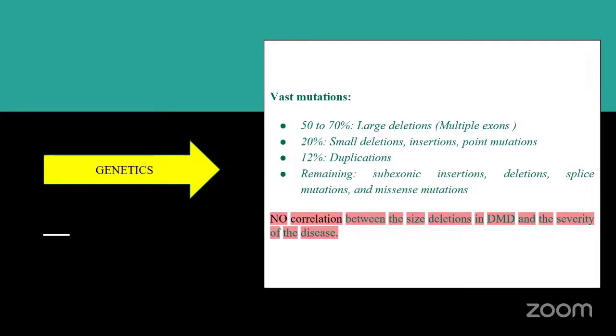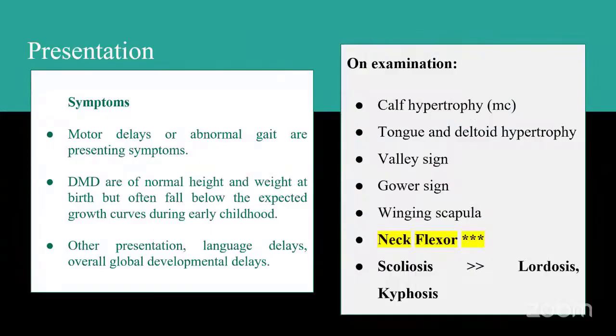It is very important to highlight that there is no correlation between the size of the deletion in DMD and the severity of the disease. So it doesn't matter how many exons are deleted. It doesn't match with any phenotype. There is no particular phenotype. Even one exon deletion can result in severe disease. So there is no correlation.